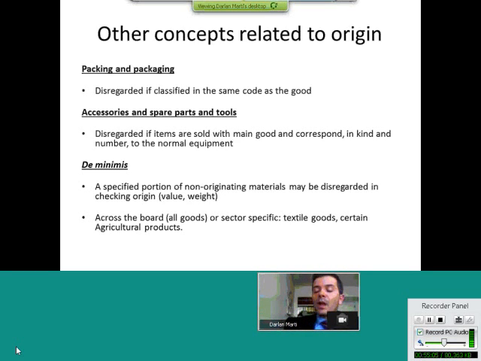You will also have rules related to packaging, spare parts, tools, and something related to what we call de minimis. I will not comment on them. I have simply put them on screen so that you have the reference to these rules on your own time. You will have access to this presentation after this morning's webinar, so you can check this.